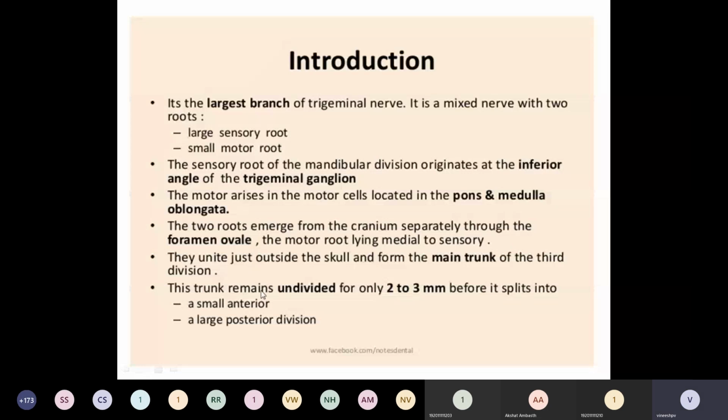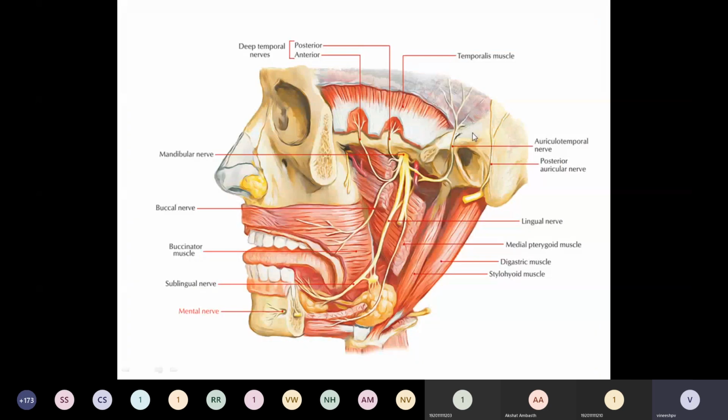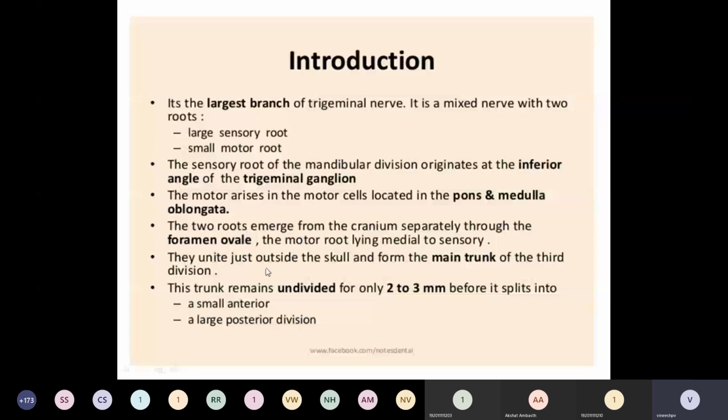Then it forms a trunk. This trunk remains undivided, a small trunk of around 2 to 3 millimeters, so that you can see here. See that here the motor and sensory root join together, then form a trunk around 2 to 3 millimeters in length. Then it divides into a smaller anterior division and a larger posterior division.